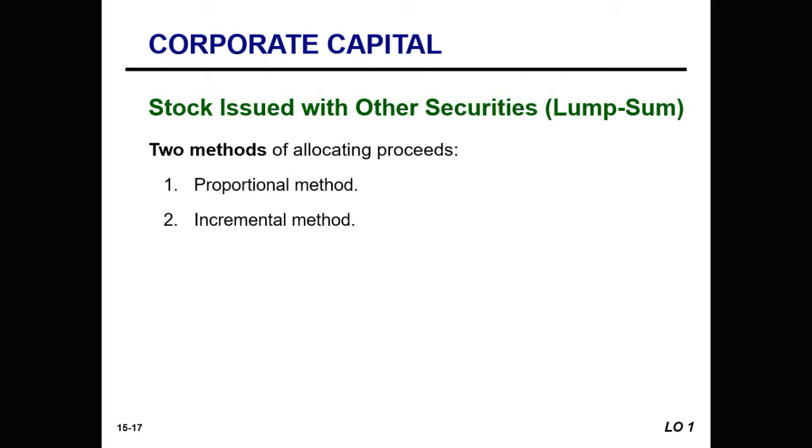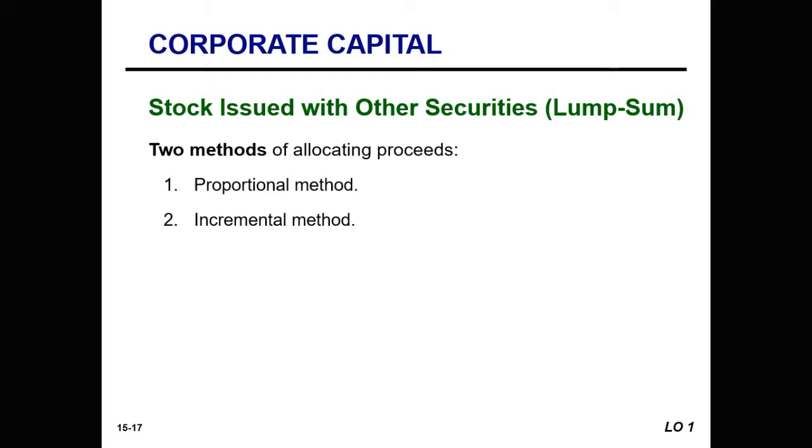When more than one class of stock is issued for a single payment, this is a lump sum. These require that we allocate the proceeds between the two classes of the securities that are involved. There are two methods of allocation that are used: the proportional method and the incremental method. The proportional method is used when the fair value for each class of security is readily determinable. And the incremental method is used when the fair value of only one class of stock is known.